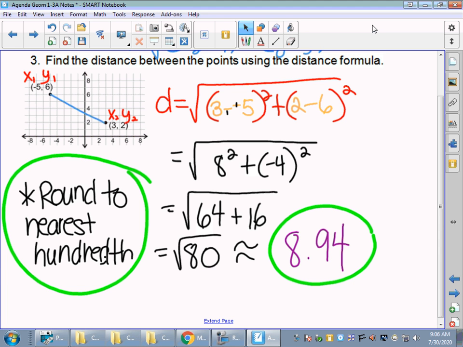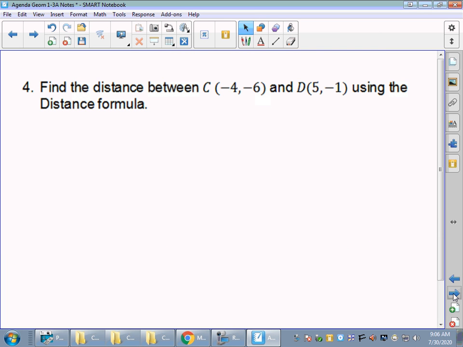So I like to use distance formula if I'm just given 2 points, no picture. I like to use Pythag if I'm given a picture and it's already graphed for me. I can easily put in a triangle. So I think that should be good, right? I don't know that we need to do any more examples.